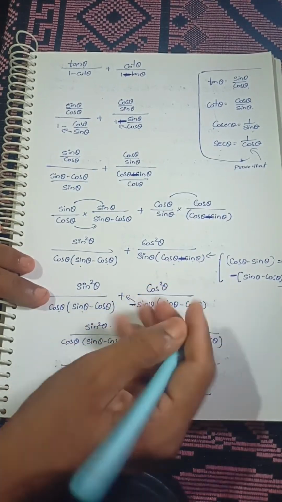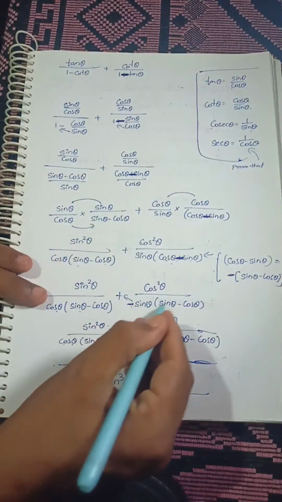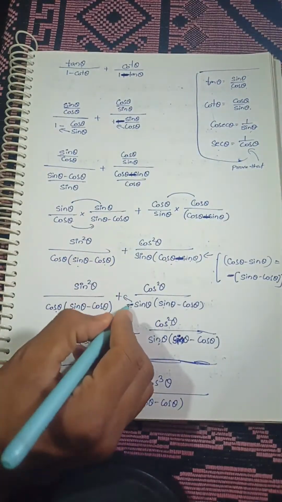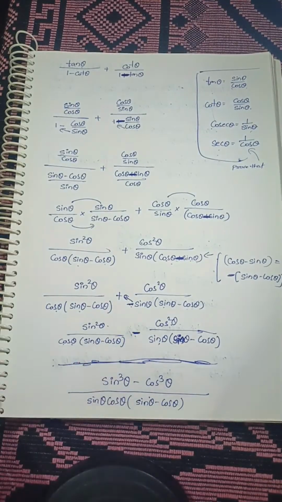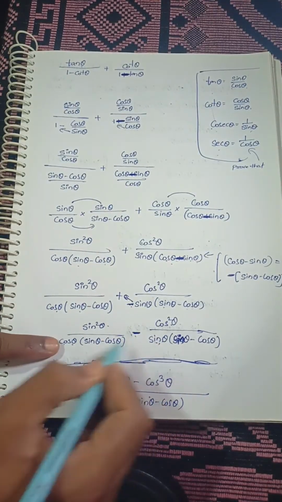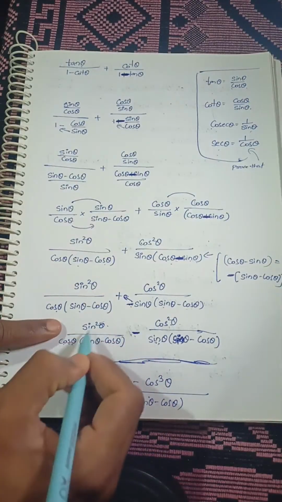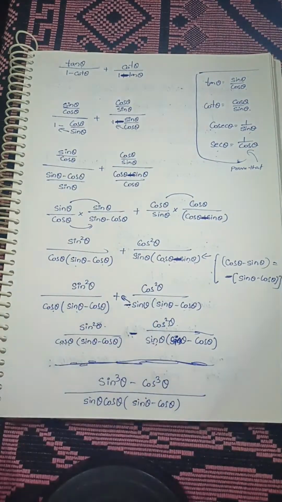Cos theta minus sin theta, if you interchange, you will get minus of sin theta minus cos theta. This minus we are multiplying upside, plus into minus, minus. So here already sin is there, here cos is there; this sin multiplied to this sin, this cos multiplied to this cos. Got it?